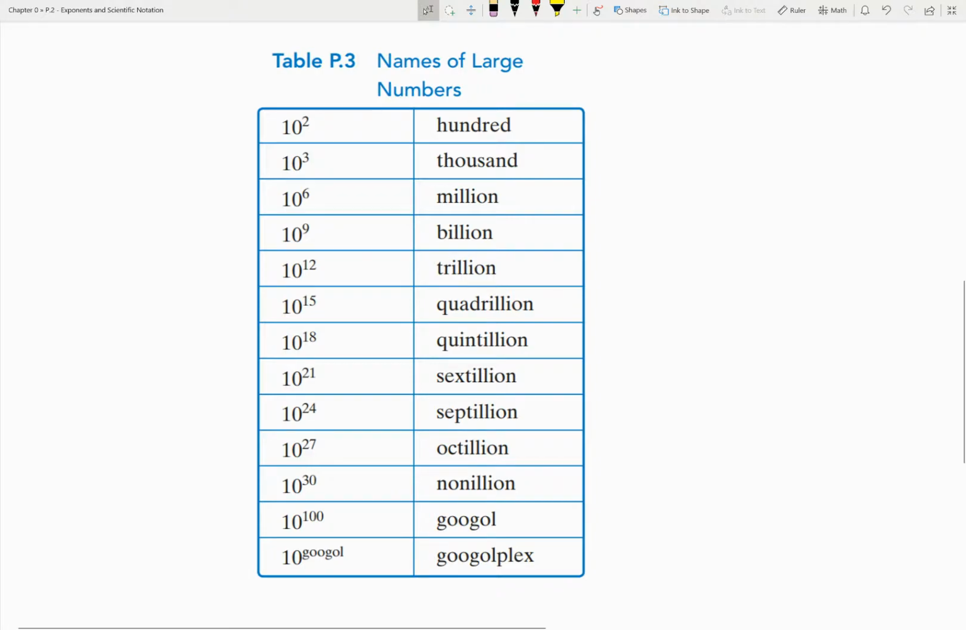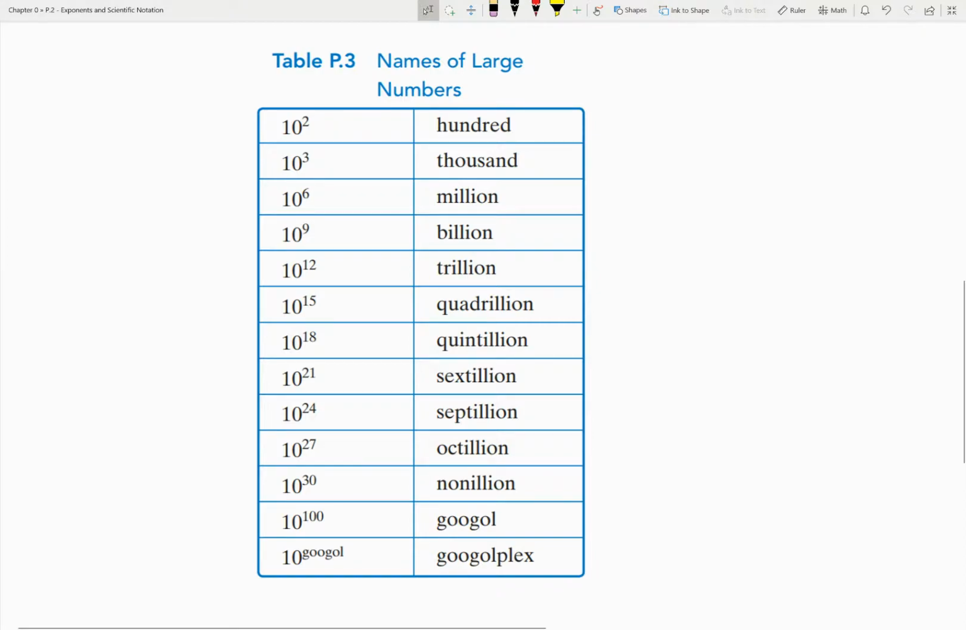Here's some, in case you didn't know, now you know. The names of large numbers. So we should pretty much be familiar with 100,000, million, billion, and trillion. After trillion, after 10 trillion, 100 trillion, when we get to 1,000, we call it quadrillion, then quintillion, sextillion, septillion, octillion, and then nonillion as 10 to the 30th power.